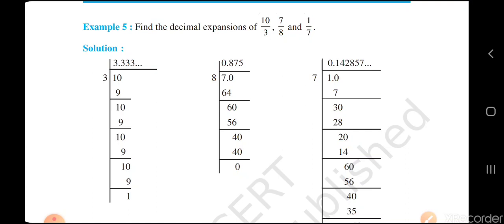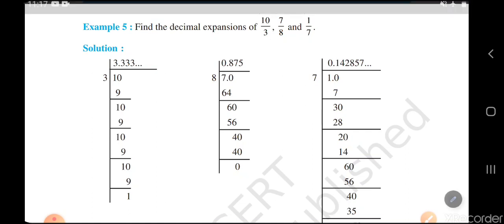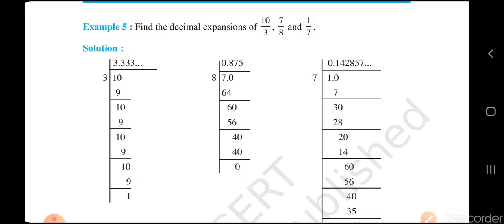Then we looked at two cases. The first one is the remainder becomes 0. In the example 7 upon 8 we found that the remainder becomes 0 after some steps, so the decimal expansion terminates or ends after a finite number of steps. We call the decimal expansion of such numbers terminating. The second one, the remainder never becomes 0. In the examples 10 upon 3 and 1 upon 7 we notice that the remainders repeat after a certain stage, forcing the decimal expansion to go on forever.